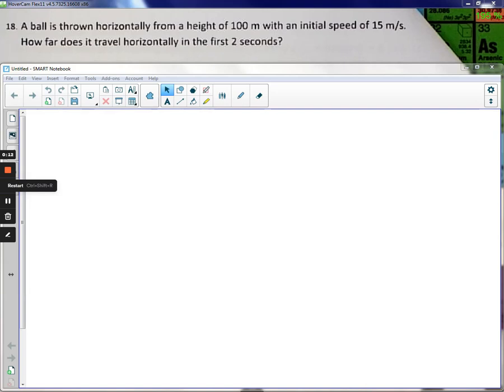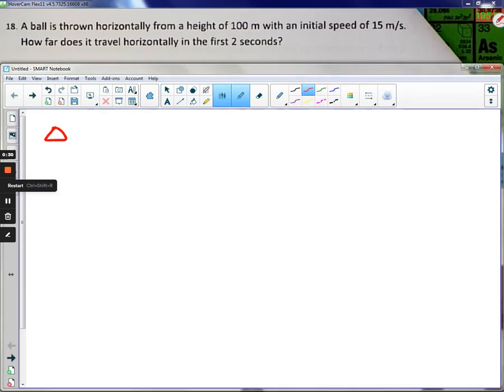A ball is thrown horizontally from a height of 100 meters with an initial speed of 15 meters per second. How far does it travel horizontally in the first 2 seconds? This is a lot easier than you think it's going to be, right? Because what is it really asking for? What variable? Delta X. It's looking for delta x, right?